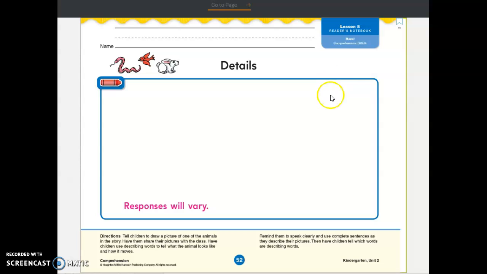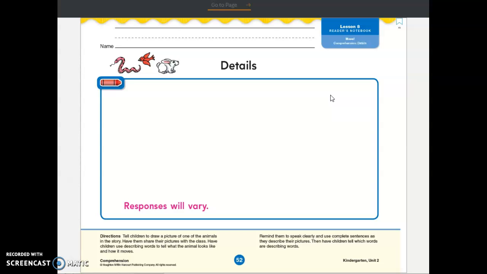All right, you have this page in your packet. Yours is black and white. The directions are to draw a picture of one of the animals in the story, and then, if you can, write just one word about how it moves. So if I was doing the crocodile, I could draw a picture of the crocodile, and I could either write the word dive because it dives under the water, or I could write the word leap because it leaps up to get its food.